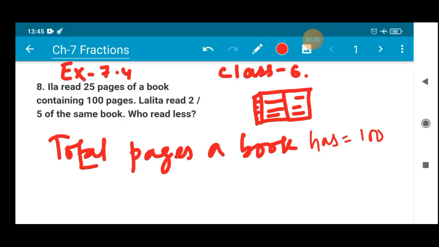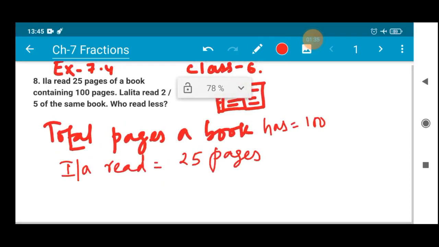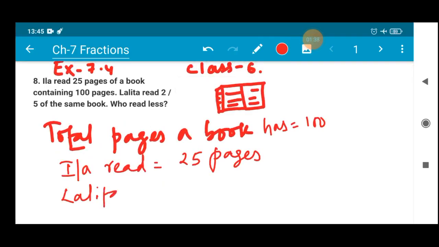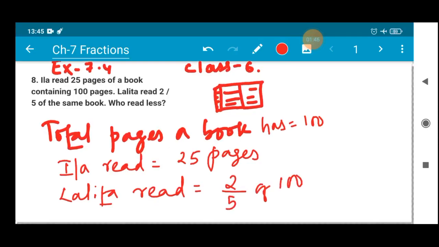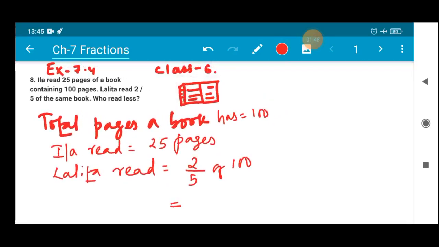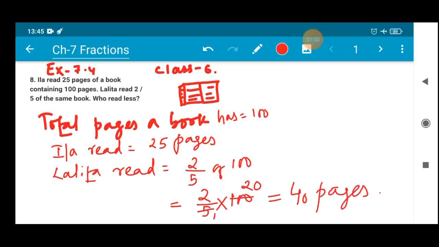Now how many pages did Ela read? Ela read 25 pages and Lalita read 2 by 5 of the pages, which is equal to 2 by 5 of 100. That means out of 100, 2 by 5th Lalita read. Now if I convert this into the whole number form, I'll be doing like this: 5 ones are 5, 5 20s are 100, so 2 20s is 40 pages Lalita read, isn't it?